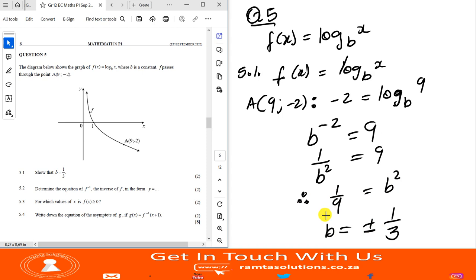But you have to be sure which one it is. With this one, it must be positive because b is never negative. So we don't even have to worry about the negative. So b is 1/3 because b is never negative. Remember, it is greater than 0 and also not equal to 1. Perfect.